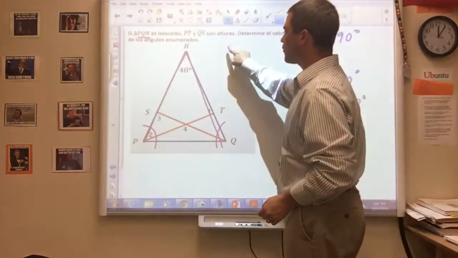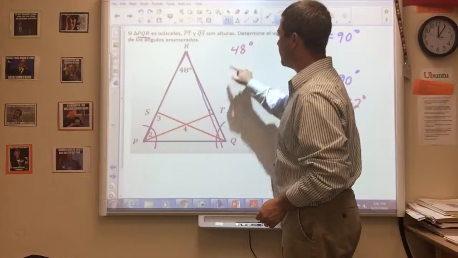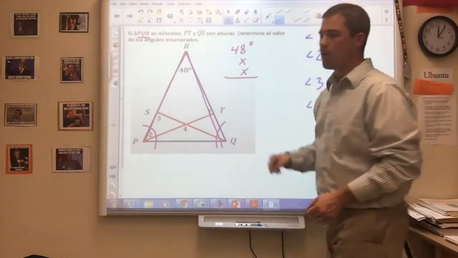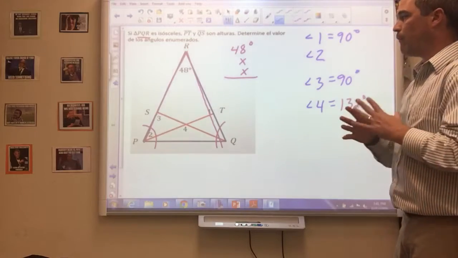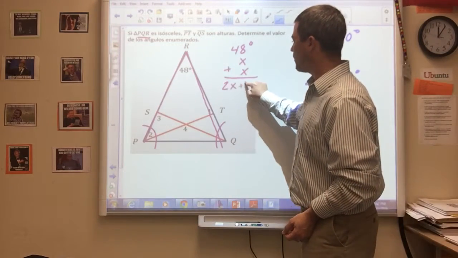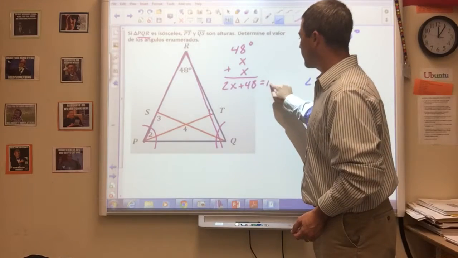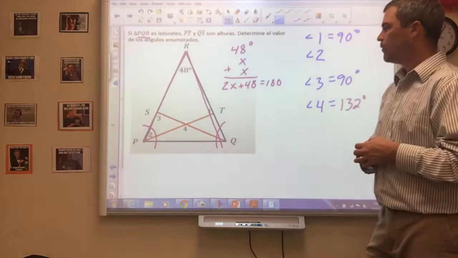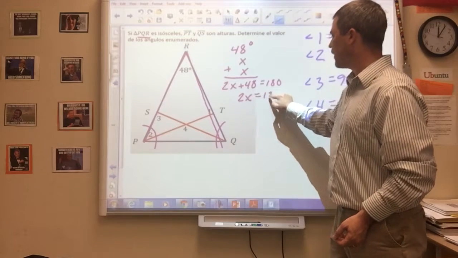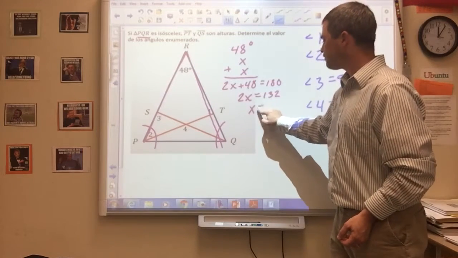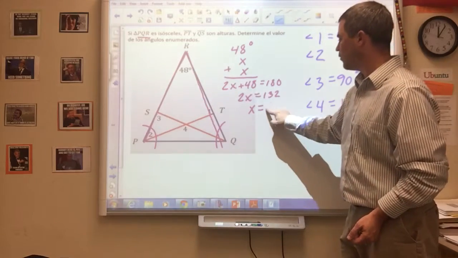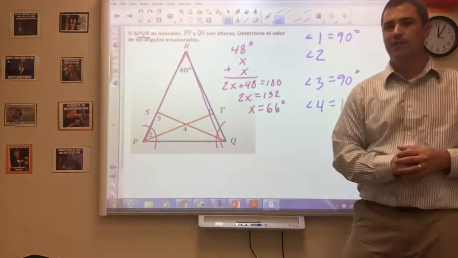Well, if 48 degrees is my vertex, and each of my base angles were unknown, 3 angles of any triangle, not just isosceles, but all 3 angles add up to 180 degrees. So if I solve for x, subtract 48 from the other side, and divide, I get that all of angle P and all of angle Q is 66 degrees.